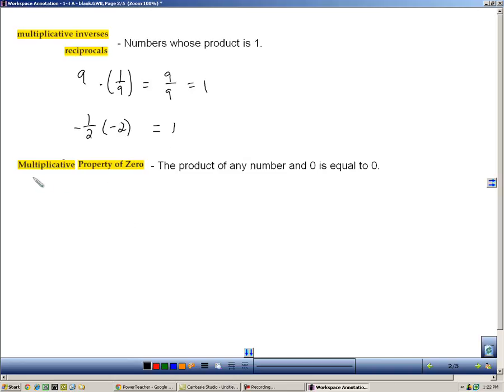And the last vocabulary word is the multiplicative property of 0. That means the product of any number and 0 is 0. 5 times 0 equals 0. Negative 6 times 0 equals 0. No matter what you multiply 0 by, you end up with a 0. That's the multiplicative property of 0.